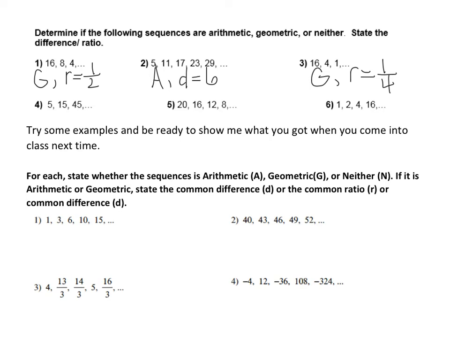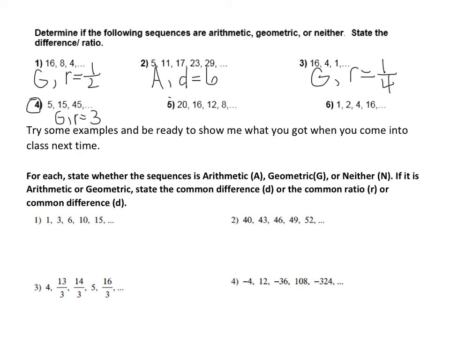This next one, 5 plus 10 is 15, but 15 plus 10 isn't 45, so this one's not arithmetic. 15 divided by 5 is 3. 5 times 3 is 15. Is 15 times 3 45? It sure is, so this one's also geometric with a common ratio of times 3.